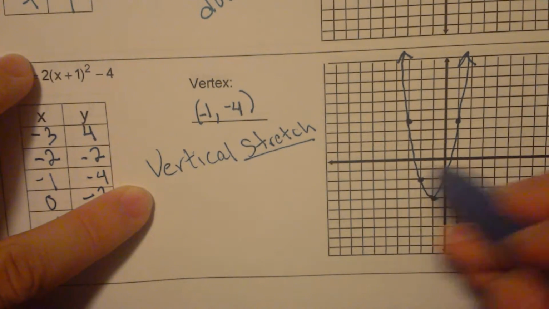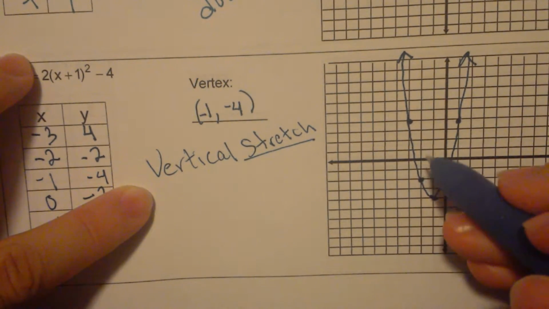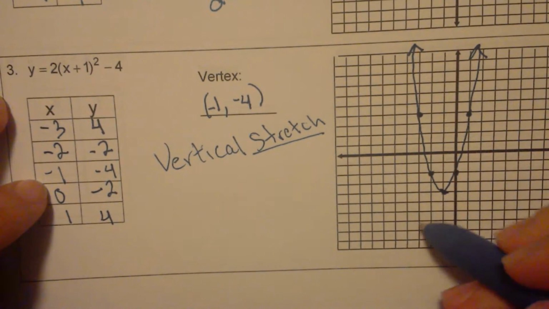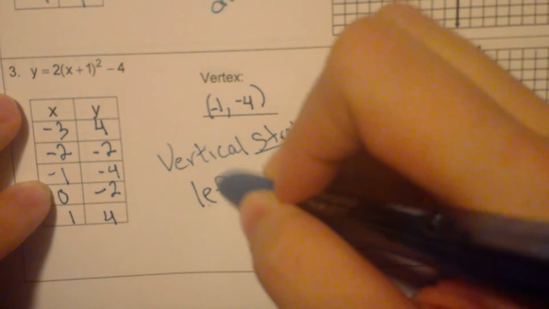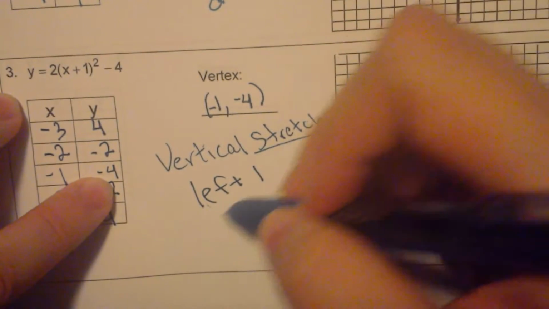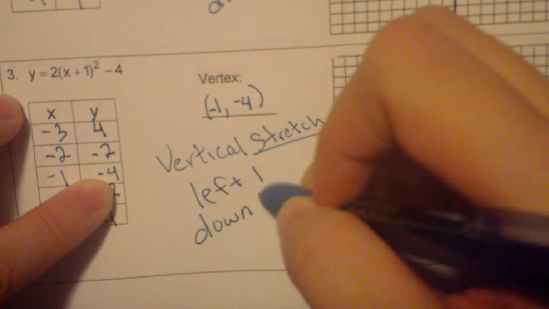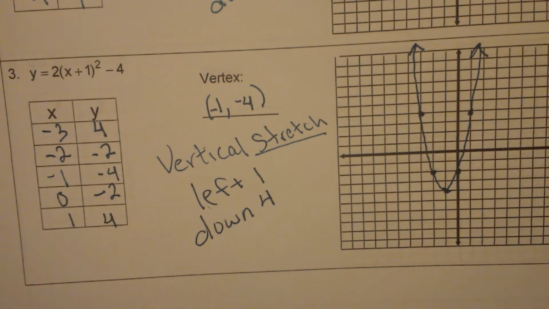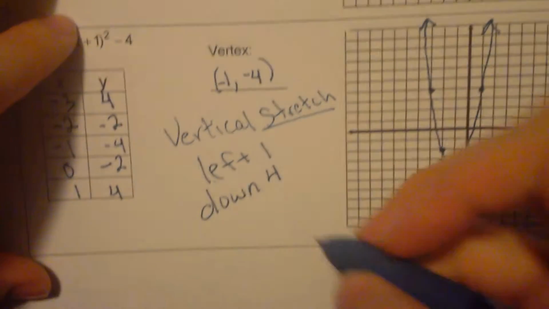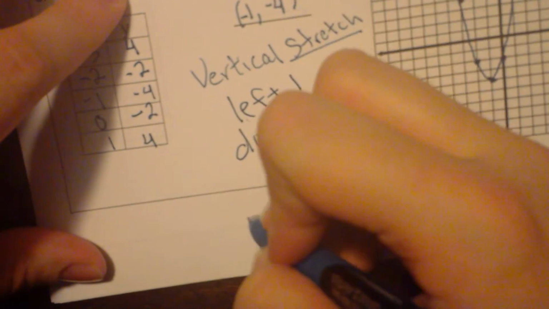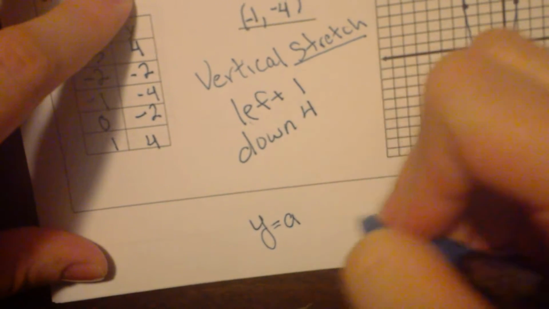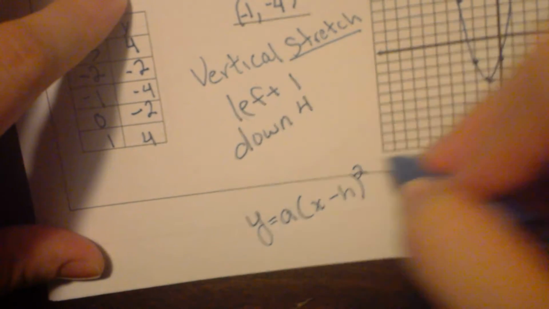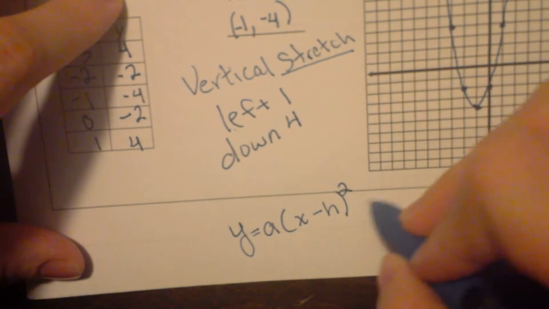It also went left this time, and it went down. So it went left 1, I can see it from my vertex, and it went down 4. So my vertex form is very handy. I'll give you a general case. Y equals a times x minus h squared plus k.